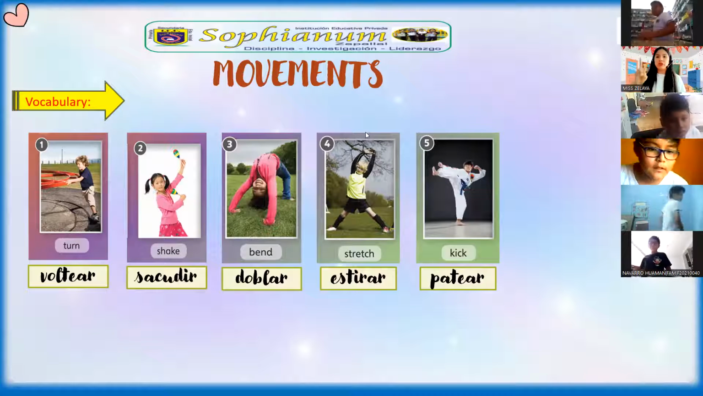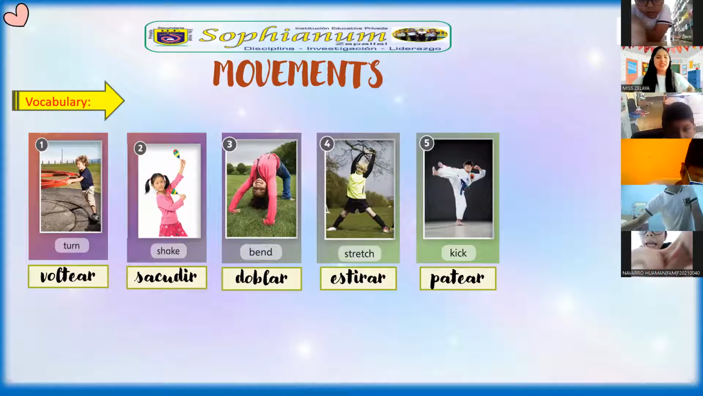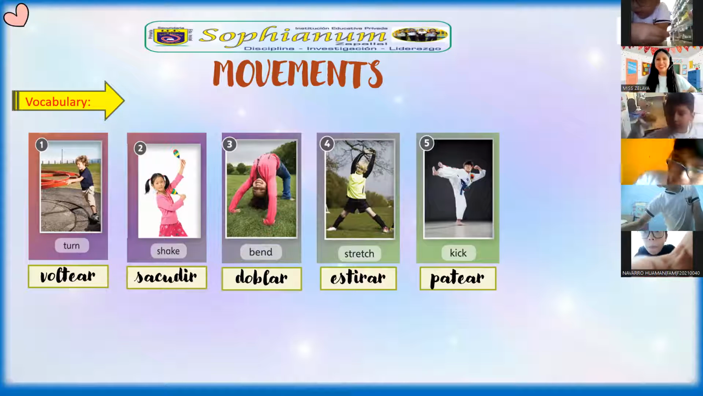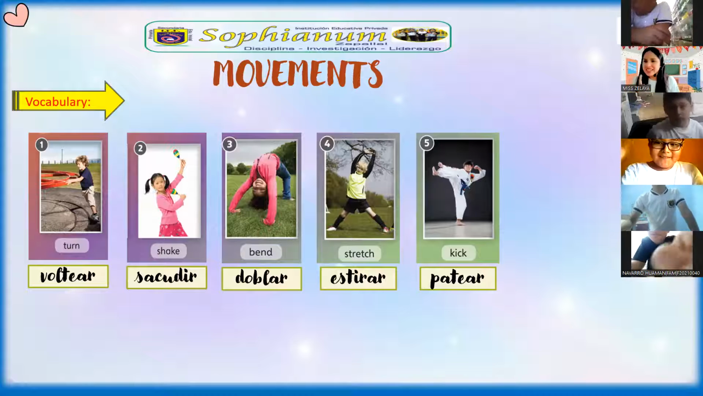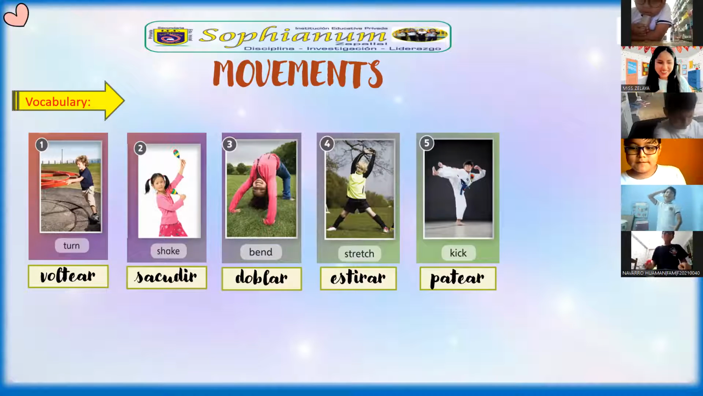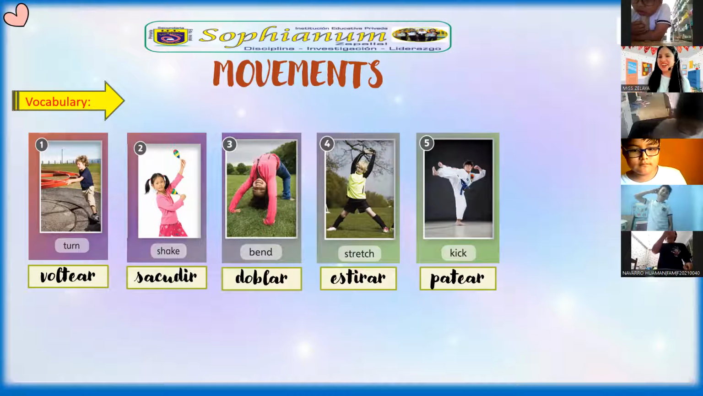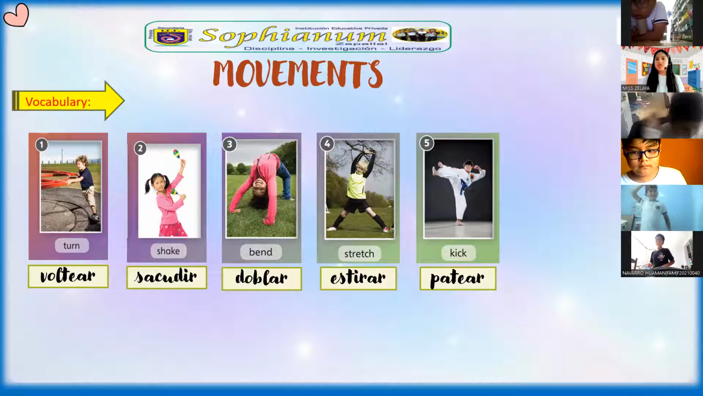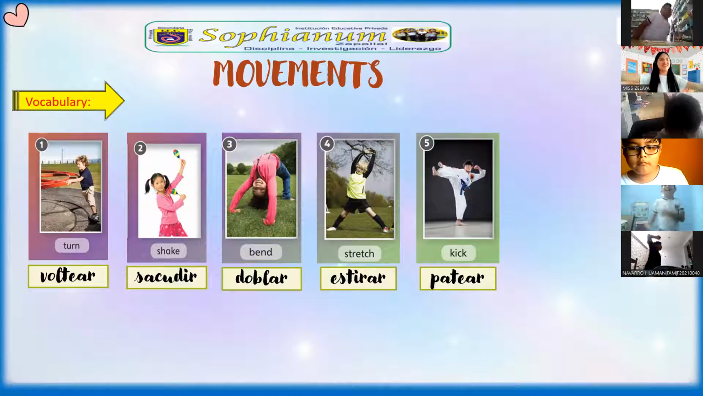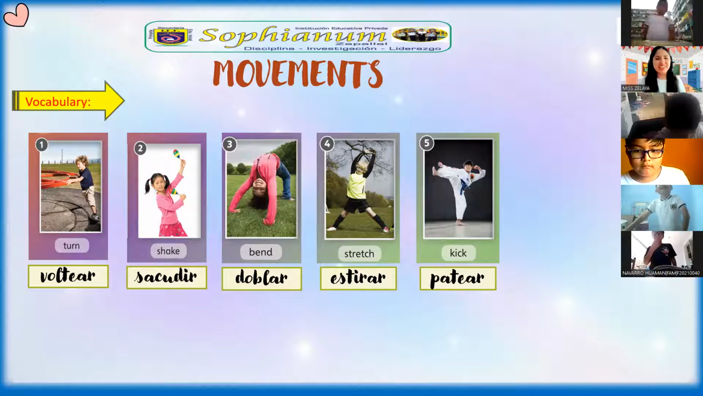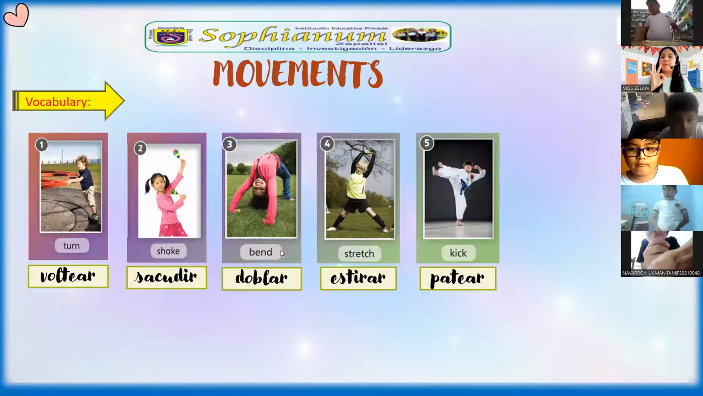Continue with number two. What is the movement in number two? Chicken? Chicken or shake? Shake. Recuerden que en inglés tenemos que pronunciar bien, porque si ustedes dicen chicken, están diciendo pollito, ¿ok? So let's say shake. For example, shake your arms, shake your body. Sacude tu cuerpo. Excellent, good job. Vamos a desestresarnos. Shake our body. Continue. The number three is bend.